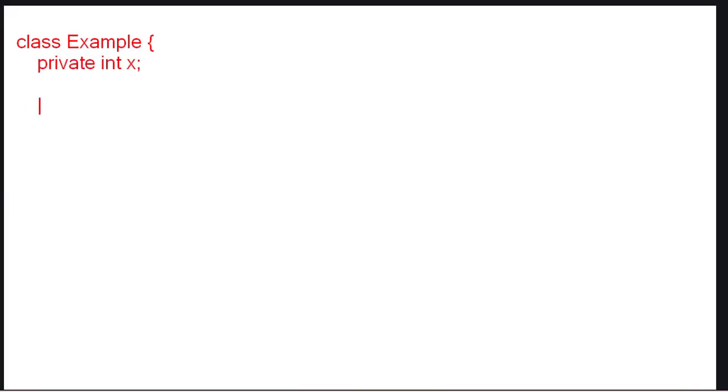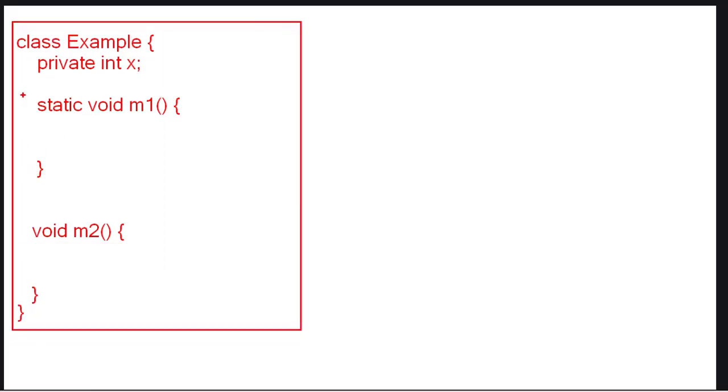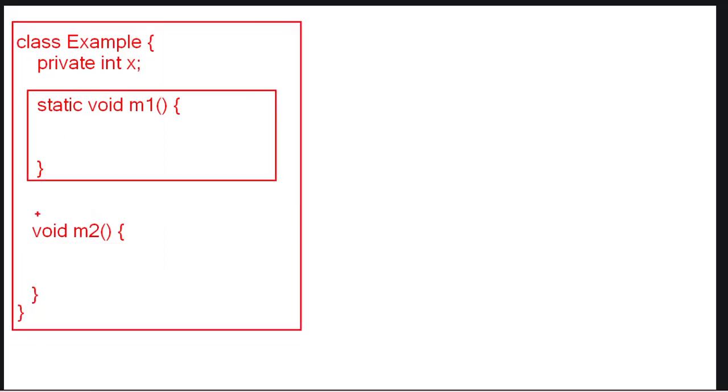Inside this class, I define two methods. One is a static type method m1. Another is a non-static type method m2. Two methods I have created. Now I want to access this x variable in both the methods. How can we access it? Can anybody help me?